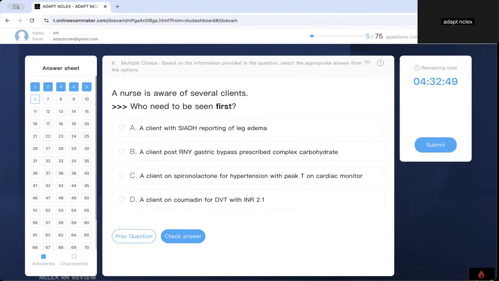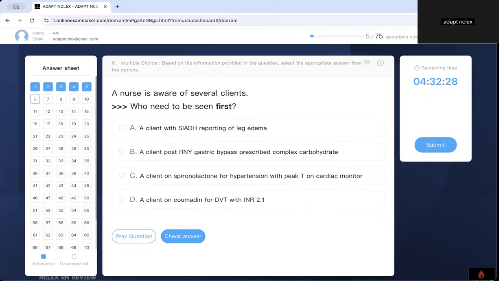Spironolactone for hypertension, then I have peaked T wave, right? I take Coumadin, my INR is 2.1. What do you think? Let me break it down for you, and let's work it through together. Coumadin, if I give it to you for DVT, what should your INR be? 2 to 3, 2.1. We're good.